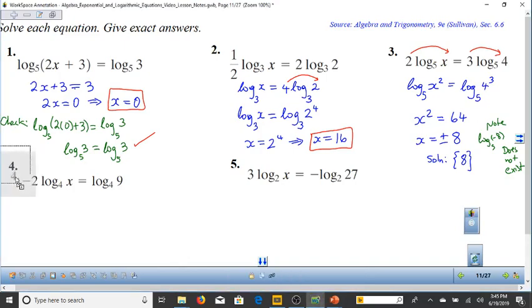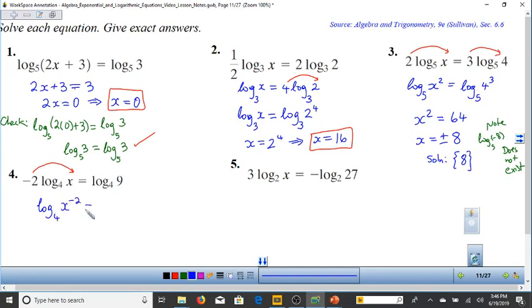Question number 4. Where we have the same situation, we need to make that exponent. We have to make that coefficient into the exponent. So we have log base 4 of x to the negative 2 is equal to log base 4 of 9. Then this means x to the negative 2 is equal to 9.